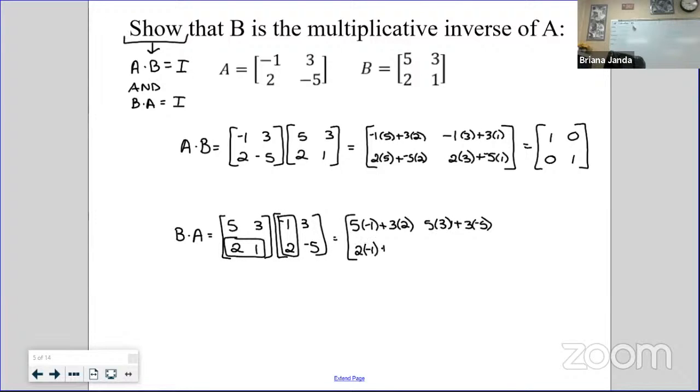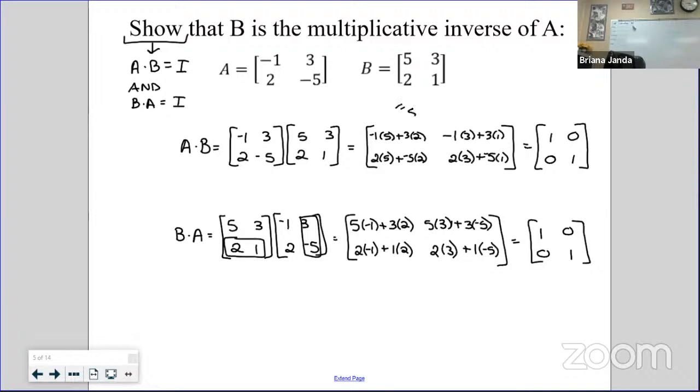2 times -1 plus 1 times 2. And 2 times 3 plus 1 times -5. And again, that work should support the fact that we get to the identity matrix, and I can double check that. That would be -5 plus 6 is 1. 15 minus 15 is 0. -2 plus 2 is 0. 6 minus 5 is 1.